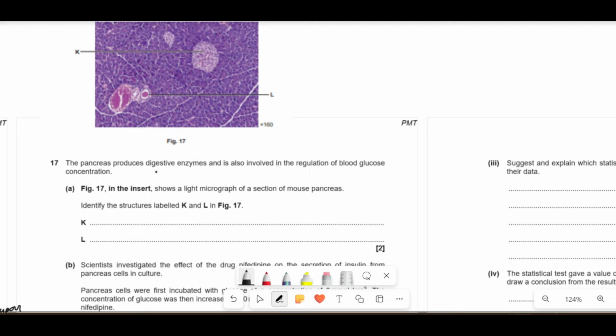The pancreas produces digestive enzymes and is also involved in the regulation of blood glucose concentrations. So figure 17 in the insert, which I've pasted here, shows a light micrograph of a section of mouse pancreas. Identify the structures K and L in this figure.